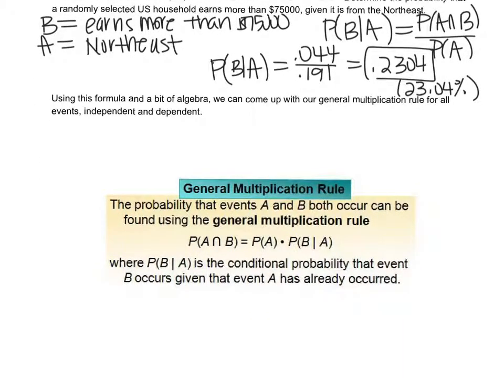Using this formula and a bit of algebra, we can come up with a general multiplication rule for all events, independent and dependent. The multiplication rule says that the probability that events A and B both occur is the probability of A times the probability of B given A, where the probability of B given A is the conditional probability that event B occurs given that event A has already occurred.